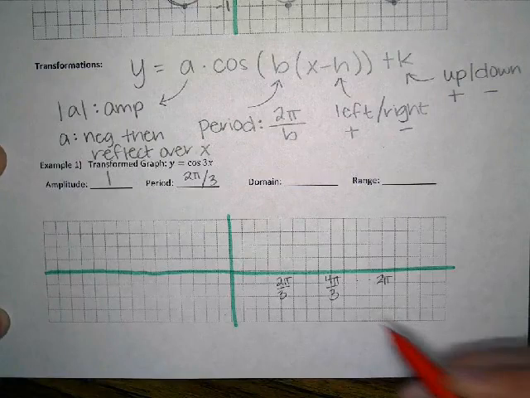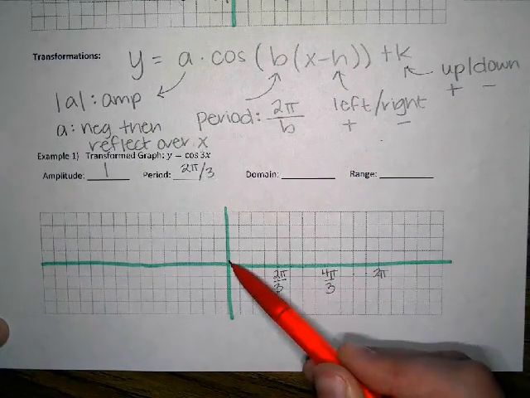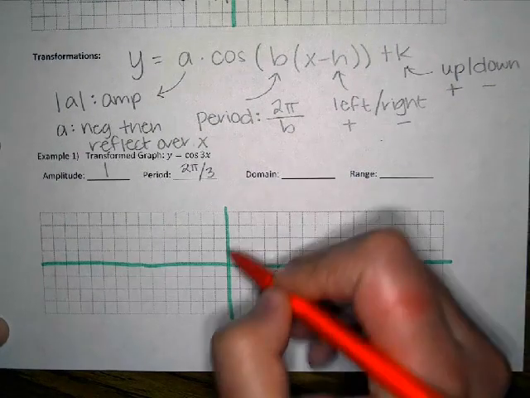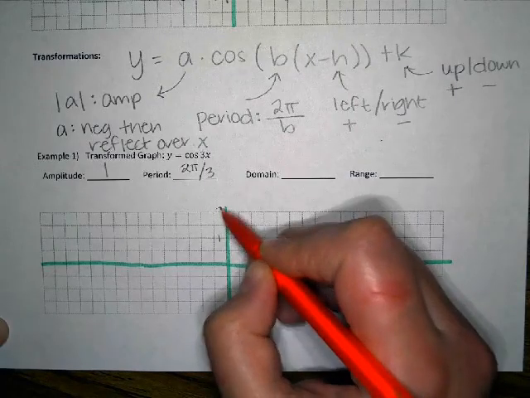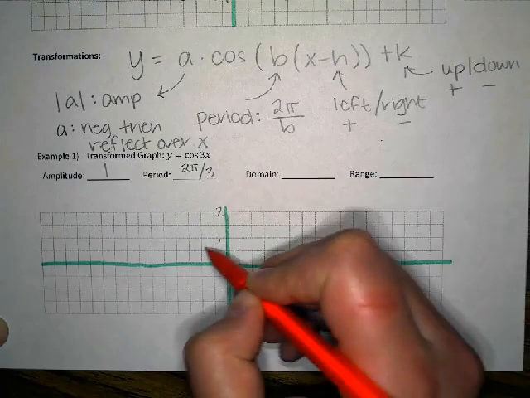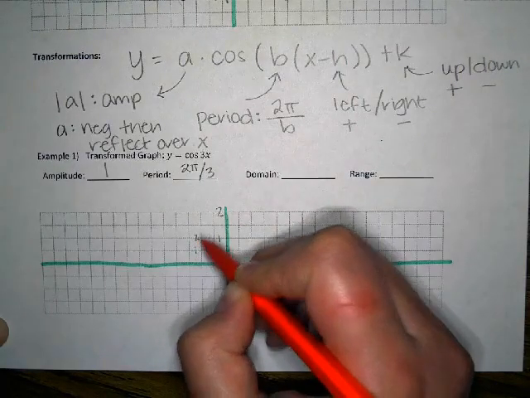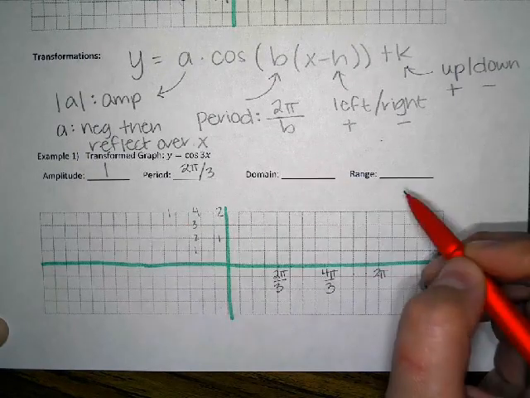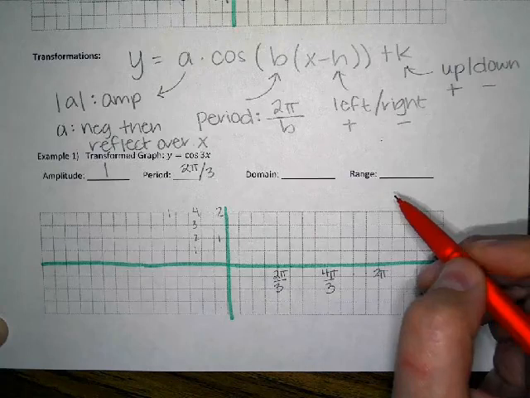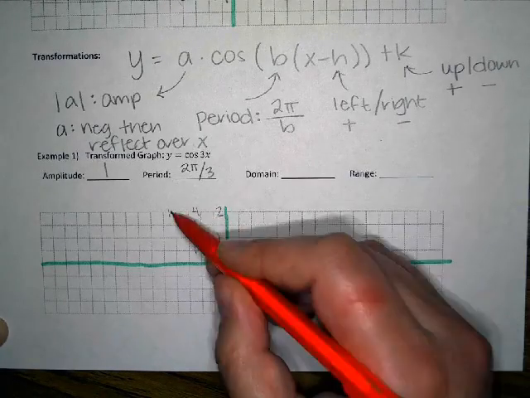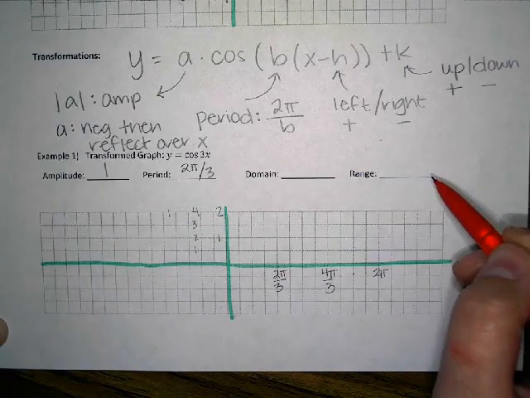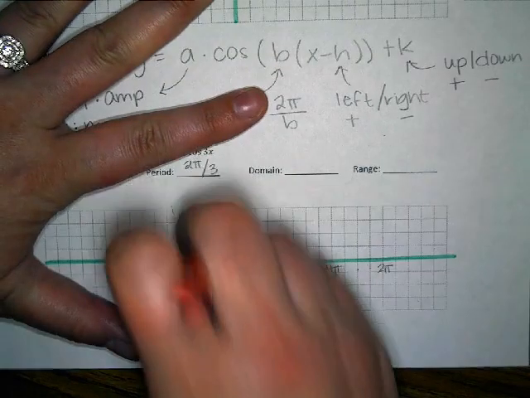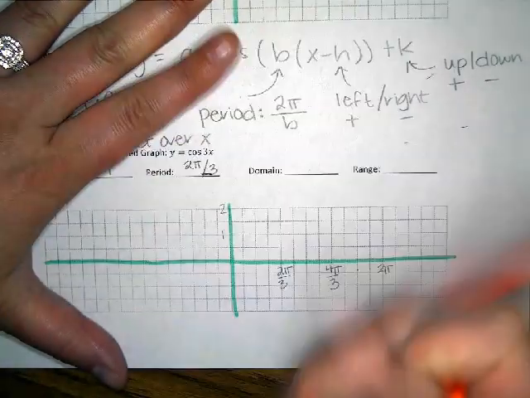For an amplitude of 1, we can do 1, 2, or we could do 1, 2, 3, 4. What's your guys' preference? 1, 2. Okay, we'll do 1, 2. And so then I'll do 1, 2 down here also.